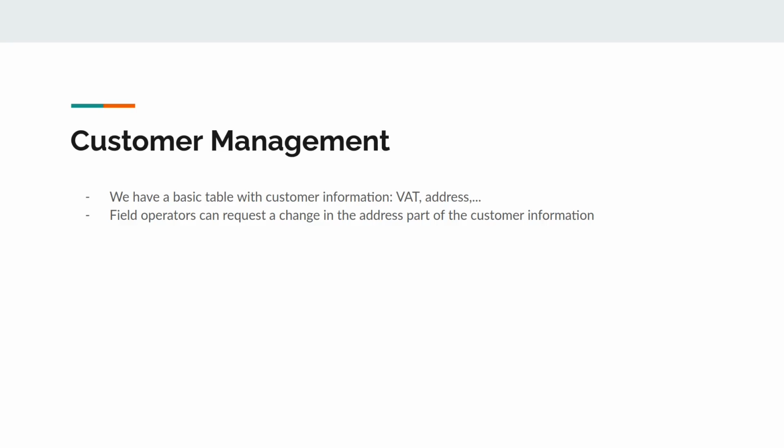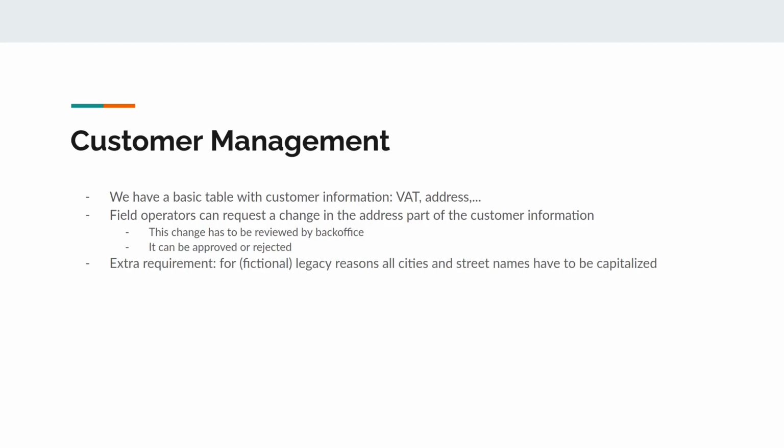We have field operators that can request a change in the address part of the customer information, but the change has to be reviewed by backoffice. It can be either approved or rejected. And as an additional requirement, we added a fictional legacy reasoning that all cities and street names have to be capitalized. So let's go to developer and create this application.